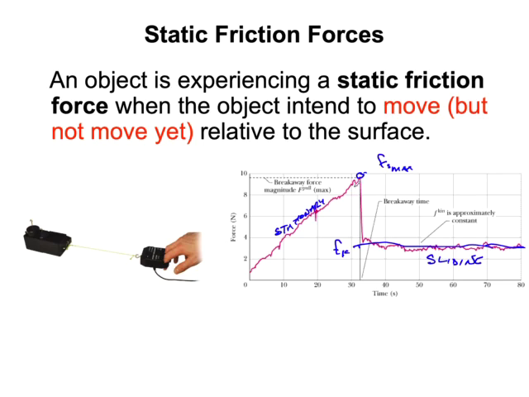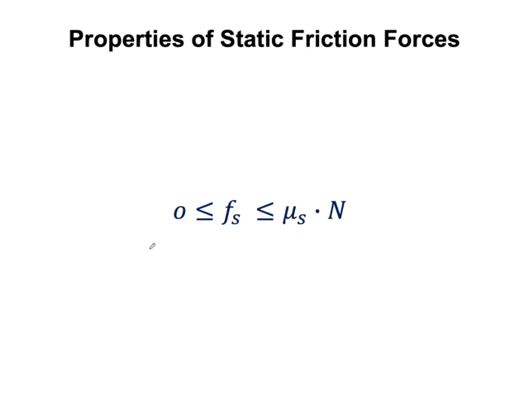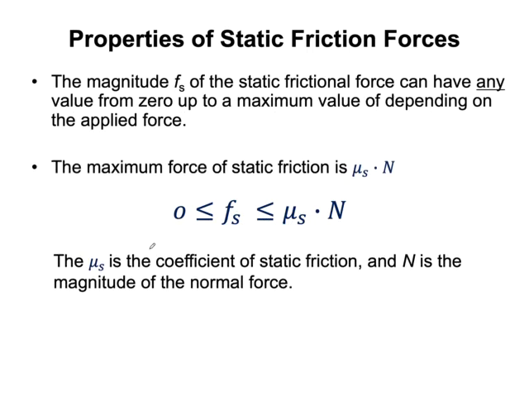So pulling on it, all of a sudden, boom, and you start sliding. Yes, I realize this is a rough graph, but it's very difficult to hand draw this well. Properties of static friction: the maximum force of static friction is equal to mu sub s, the coefficient of static friction, times the normal force. So static friction is kind of unique.